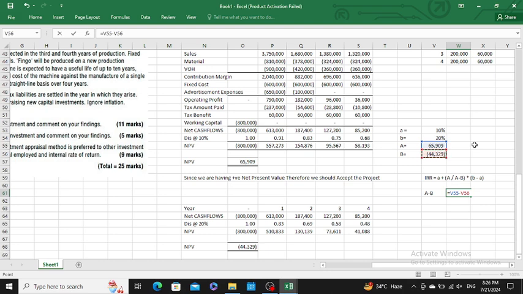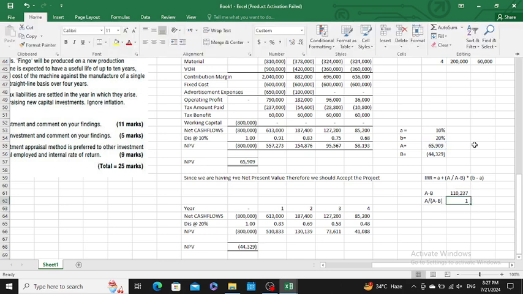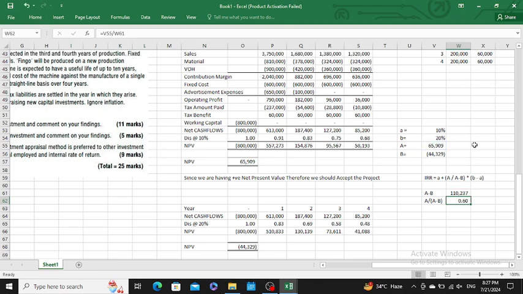65,909 would be added with 44,329. It would be 110,238. Then I would be dividing capital A with our answer, which means A divided by A minus B. So what is A? A is 65,909. It would be divided with 110,238, which means the answer is coming to 0.6.